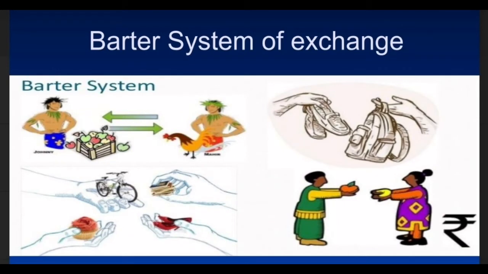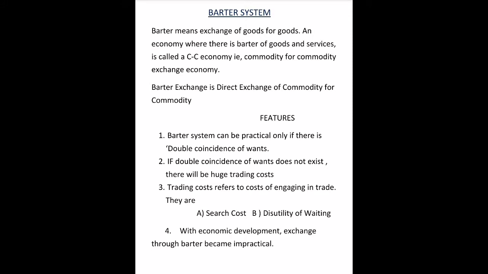Children, let us study the barter system first. What is the barter system? Barter means exchange of goods for goods. An economy where there is a barter of goods and services is called a CC economy, that is, commodity for commodity exchange economy. Barter exchange is direct exchange of commodity for commodity. So what are the important features of this barter system?